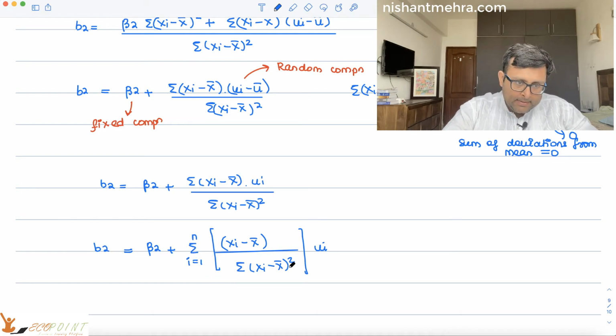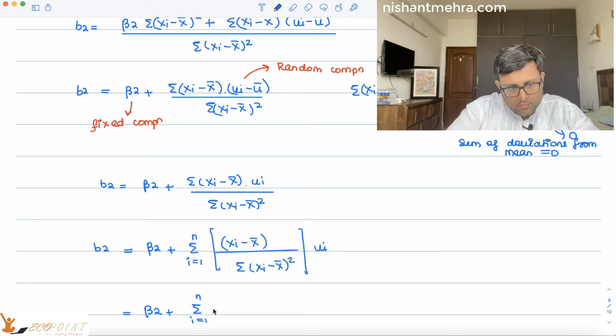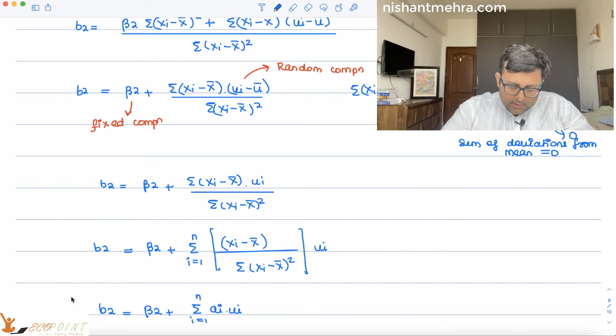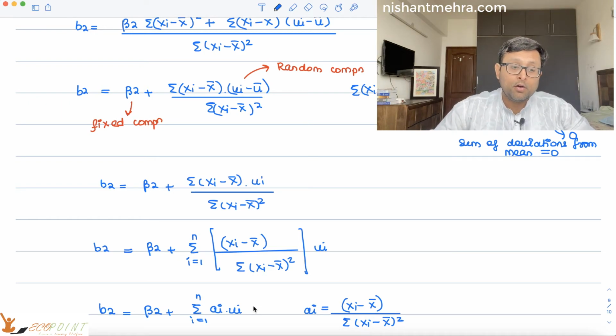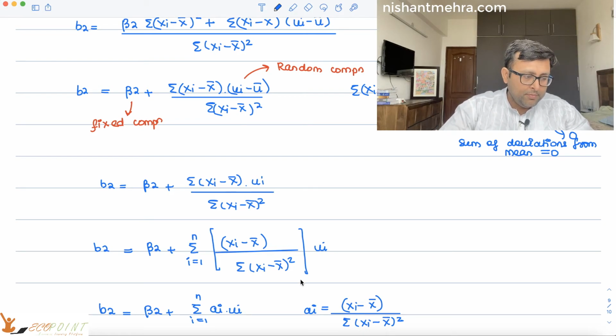And this, the thing in the parenthesis, I'm calling A. This A is nothing but a linear combination of the values of the disturbance term in all the observations in the sample. Fair enough. So this ai is xi minus x bar upon summation of xi minus x bar whole square, right?